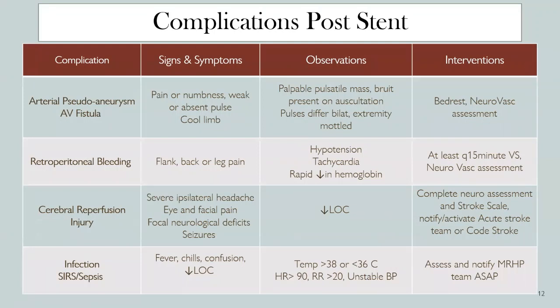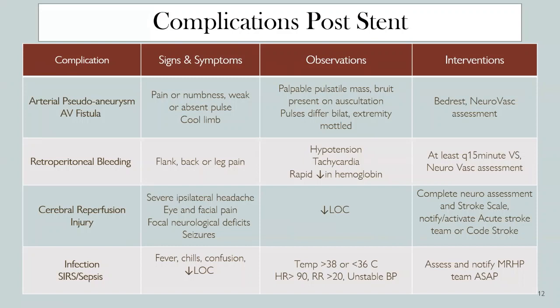Arterial complications can include a pseudoaneurysm, so that's a locally contained hematoma with turbulent flow, or an AV fistula, which is an abnormal connection between the artery and veins. Patients present with pain, numbness, or a weak or absent pulse and a cool limb. So observe for a pulsatile mass, auscultate for a bruit, and keep the patient on flat bed rest and perform neurovascular assessments.